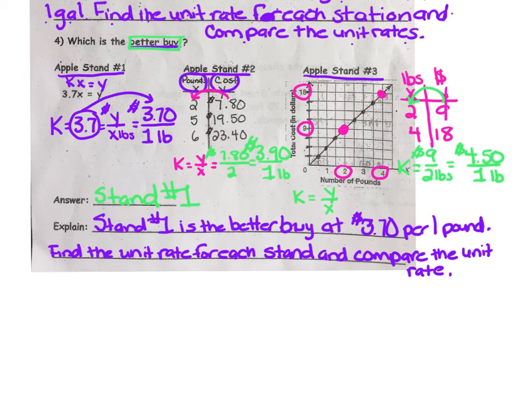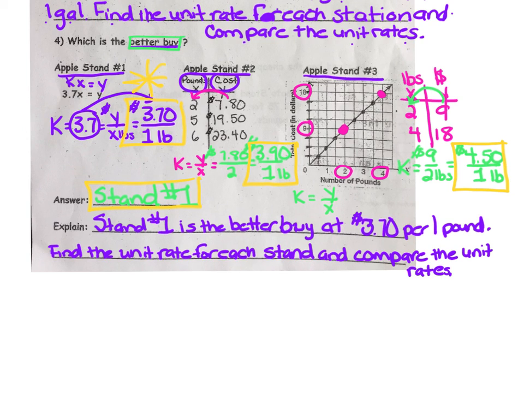Let's check your work. For stand number 1, you should have gotten $3.70 per 1 pound. For stand number 2, $3.90 per 1 pound. And for stand number 3, a whopping $4.50 per 1 pound. Clearly, stand number 1 has the better buy. So you should have written stand number 1.